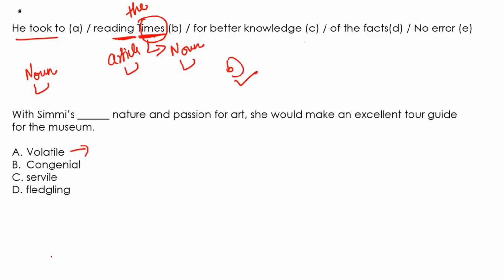Congenial. Congenial means friendly, amicable, compatible. Yeah, this can be an option. Let's see the others also. Servile means sneaking, चापलूसी करना, so definitely that won't be a correct option. Fledgling means without experience, someone who's new, बिना किसी experience का person, so that won't be correct either. That's why option B will be the suitable option for this question. So, with Simi's congenial nature and passion for art, she would make an excellent tour guide for the museum.